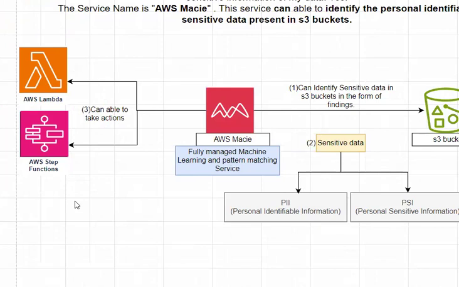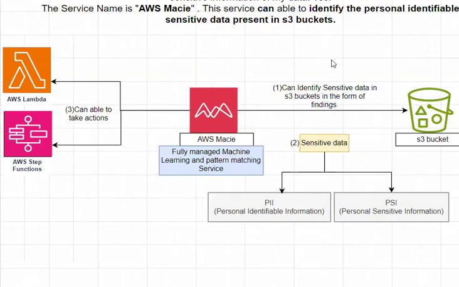So whenever Macie discovers these threats in data, Macie can additionally take actions by using services such as Lambda and AWS Step Functions. By default, AWS Macie is in a disabled state. If we want, we can enable it whenever we require.